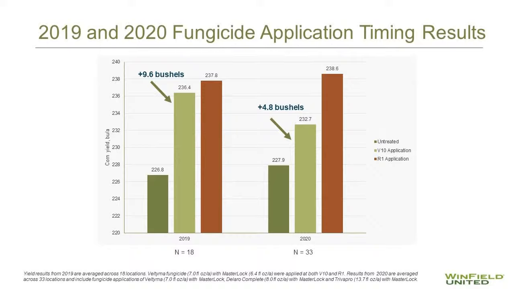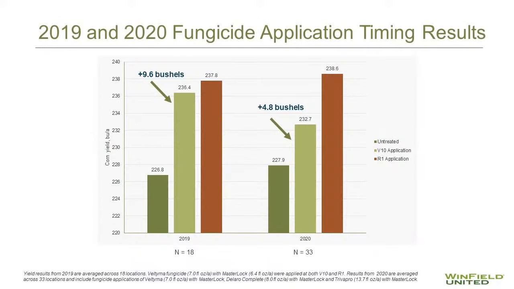But one of the other things that WinField United has been looking at over the last 2 years in our answer plots, as well as our innovation trials or on-farm trials, is the potential to make a pre-tassel application in corn, maybe as early as V10, when we can still get across that crop with ground application equipment. We know that in some areas, just based on topography or other features in the landscape, aerial application may not be available for those areas.